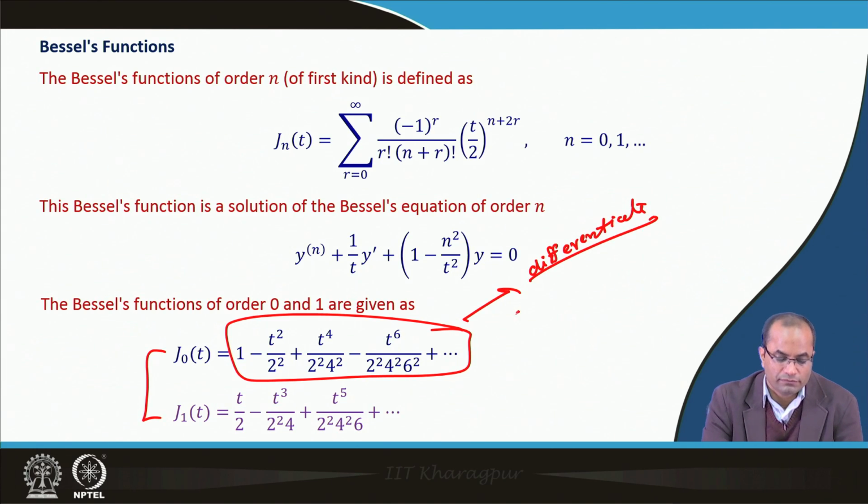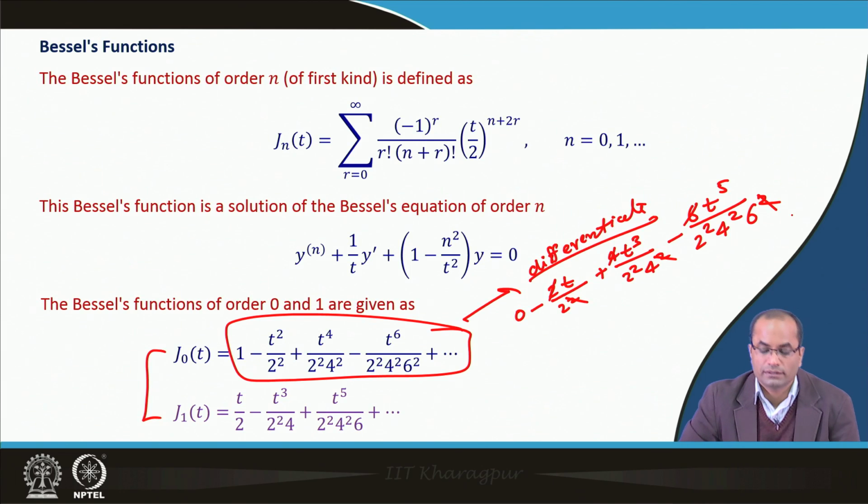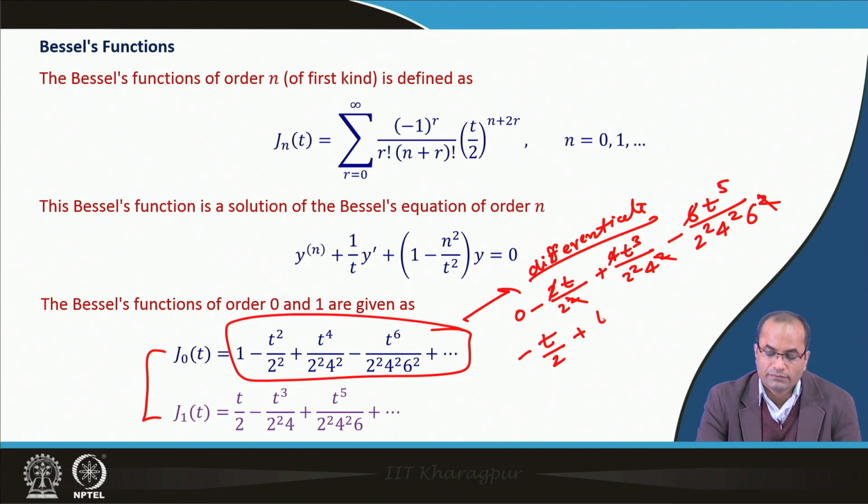So, 1, the derivative will be 0. Then we have minus 2t over 2 squared, then 4t cubed over 2 squared 4 squared, then 6t to the 5 over 2 squared 4 squared 6 squared. And so this 2 will get cancelled, this 4 will also get cancelled, and this 6 will also cancel this square. So what we are getting then is minus t by 2 plus t cubed over 2 squared 4, and t to the 5 over 2 squared 4 squared 6, and so on.